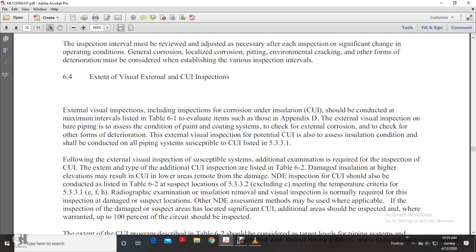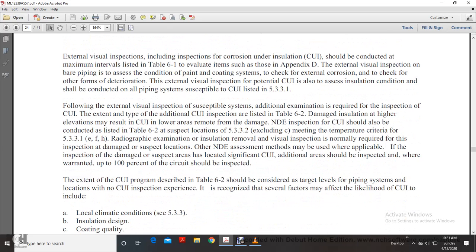Also, assess the insulation condition. This should be conducted on all piping systems suspected of corrosion under insulation, listed in 5.3.3.1. Following external visual inspection, suspect areas will be assessed with additional examination as required for the inspection of corrosion under insulation, to the extent of the type of additional inspection listed in Table 6.2.